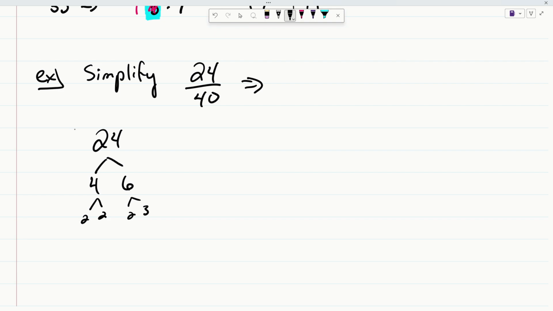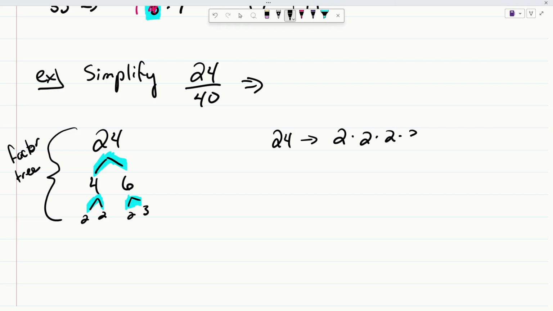So this is called a factor tree. And all these little lines right here that I'm highlighting, those are just the branches. That's it. But what I do know is this. I know 24 is 2 times 2 times 2 times 3. That's its prime factorization. Now I'm going to do 40. 40 is 4 and 10.